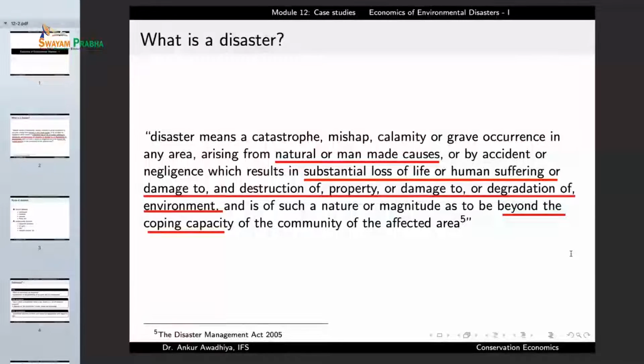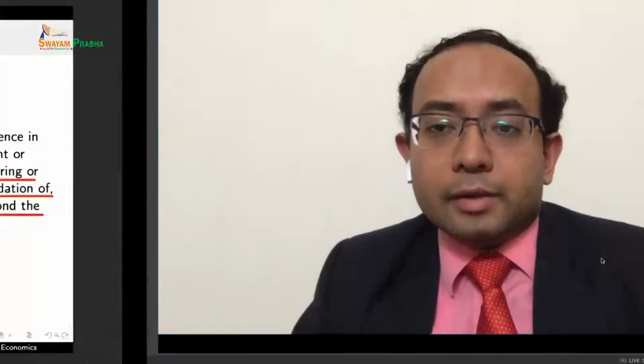Now, a common property of these disasters is a substantial loss of life or human suffering or damage to and destruction of property or damage to or destruction of the environment. That is, a common feature is that either human lives get lost or there is human suffering. So, in certain cases, people might get sick, people might get injured. So, even though they are not dead because of a disaster, it leads to a very huge amount of human suffering because of a disease or because of, say, an injury. Or in certain cases, there might be a destruction of property or a destruction of the environment.